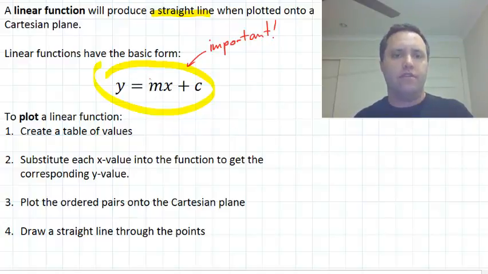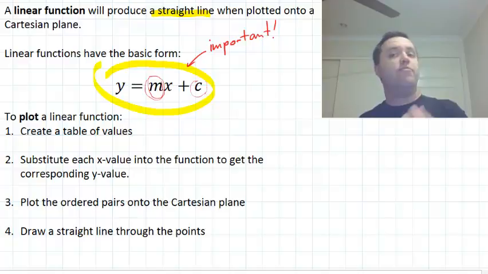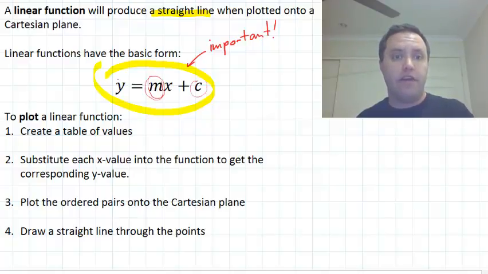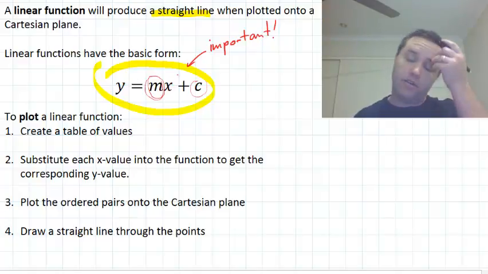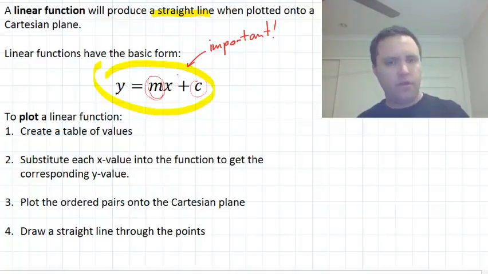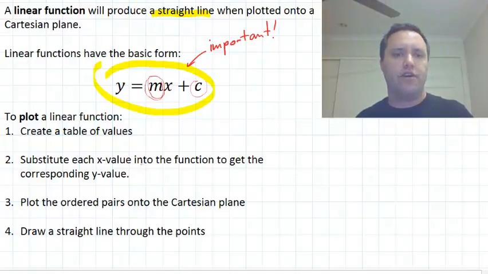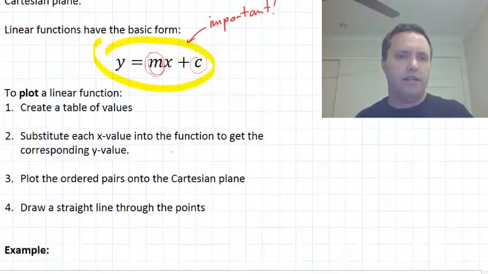Later on, you'll learn that this M is something special to do with the graph, and so is the C. Not important at grade 8 level, but it is something that we'll probably end up talking about. So the variables in this situation: y is a variable and x is a variable, whereas m and c are constant numbers.